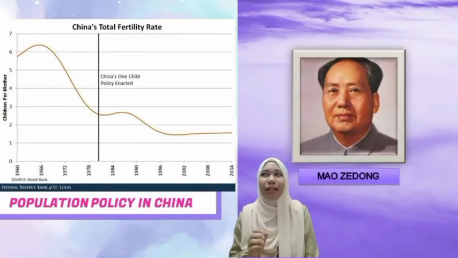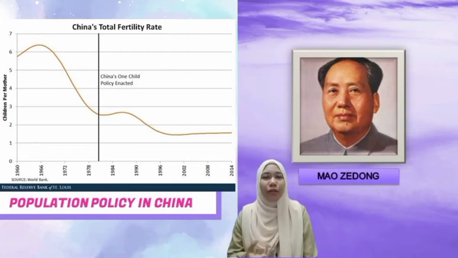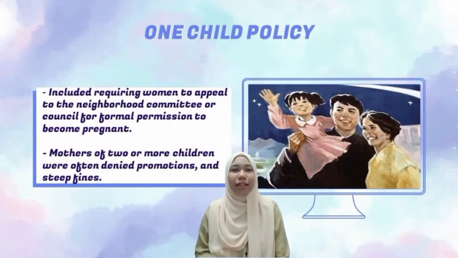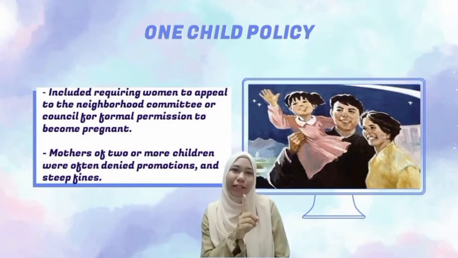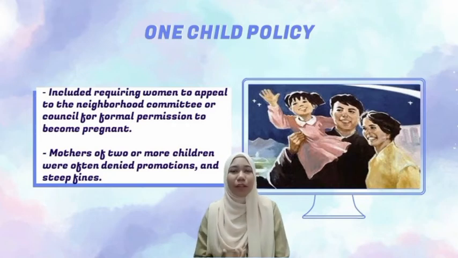In 1949, Chinese leaders, led by Mao Zedong, believing that a larger population would mean a more powerful country, sent advocates of population control to jail. However, in 1980, China initiated a tough new drive to deter birth, with a goal of lowering the annual birth rate to 1% during the decade. Later on, the Chinese government adopted a policy of one child per family, including requiring women to appeal to the neighborhood committee or council for formal permission to become pregnant.